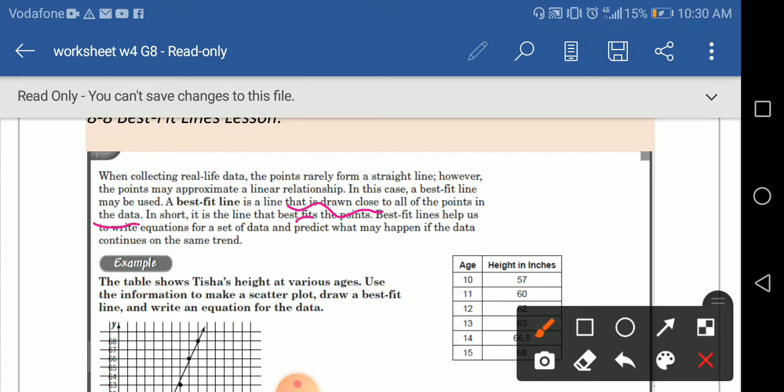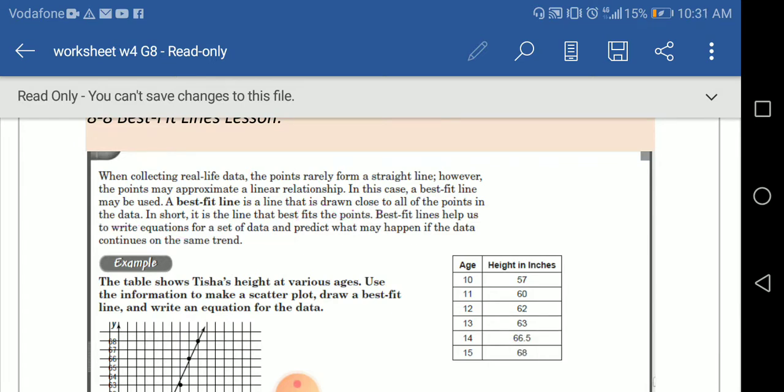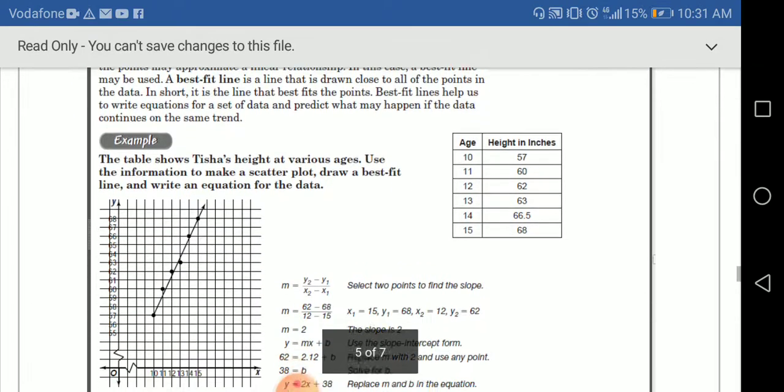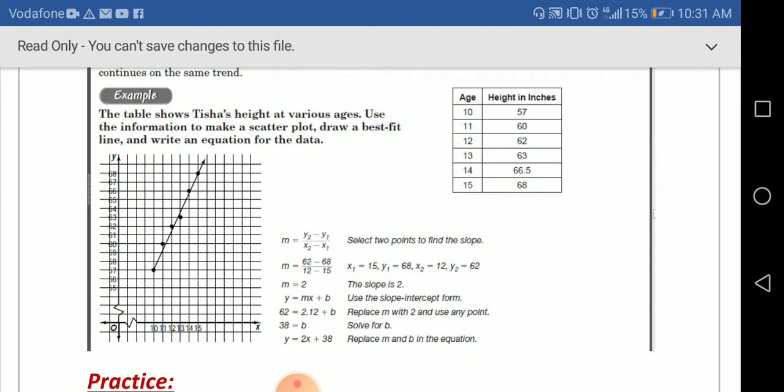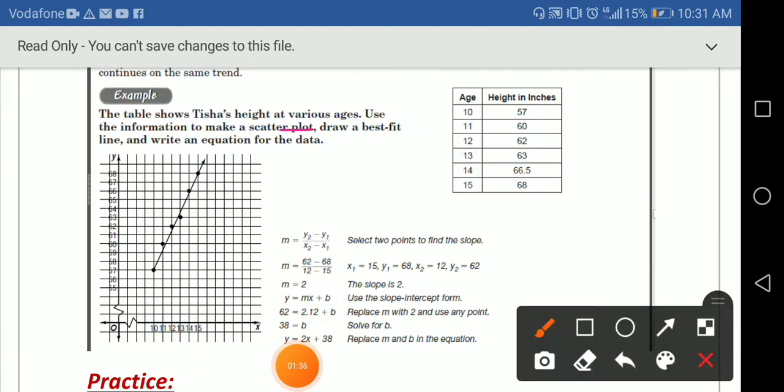Best fit lines might help you to write equations for a set of data and predict what may happen if the data continues in the same trend. We have to understand this very well. So, we have here an example. The table shows dishes height at various ages. Use the information to make a scatter plot, draw a best fit line, and write an equation for the data.